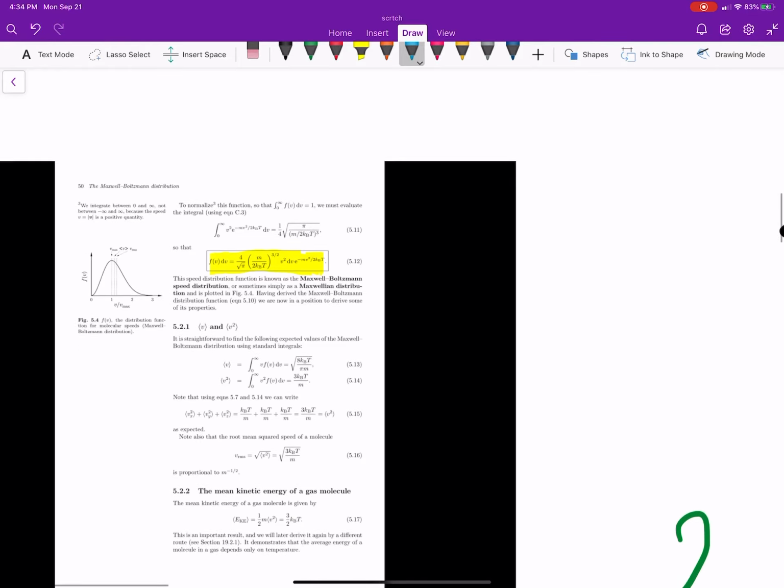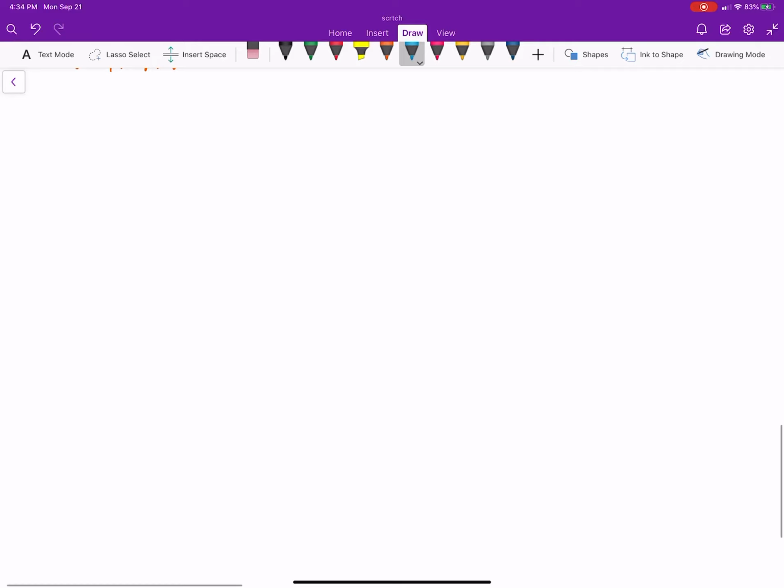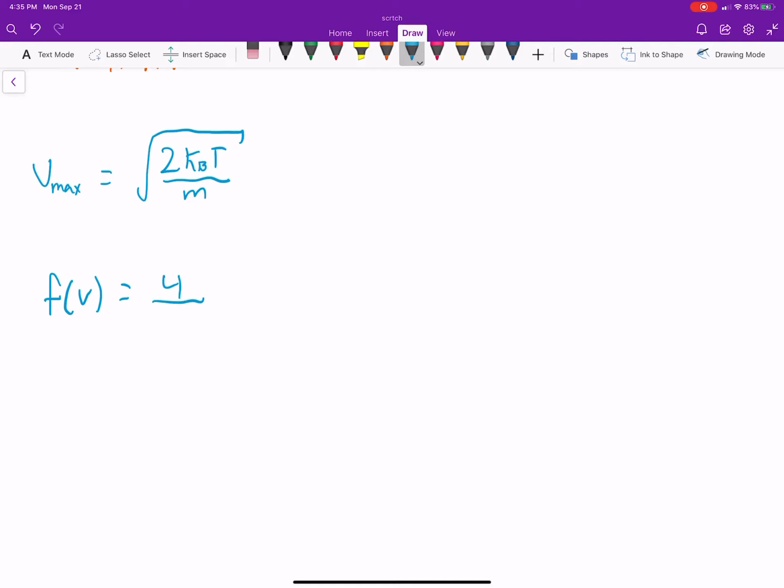So let's go ahead and do that. I'm going to just write it down. V max is the square root of 2 kbt divided by m. It's all under the radical. And f of v, if we took that equation in the book and divided by dv to get f of v by itself, we'll end up with just this equation that I'm writing out now.